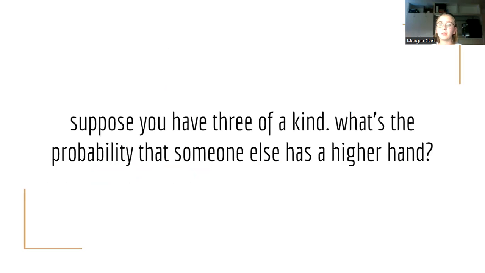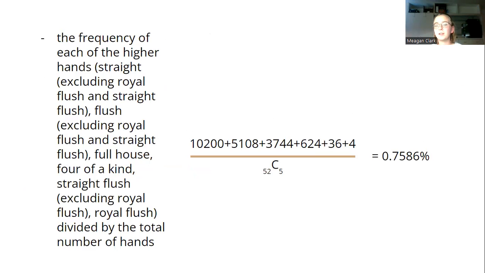Then suppose you have 3 of a kind. What is the probability that someone else has a higher hand? So for this equation, you add together the frequency of each of the higher hands, which is a straight, a flush, a full house, a 4 of a kind, a straight flush, and a royal flush. And then you divide it by the total number of hands, which is, once again, 52C5, giving you 0.7586% chance that someone has a higher hand than a 3 of a kind.